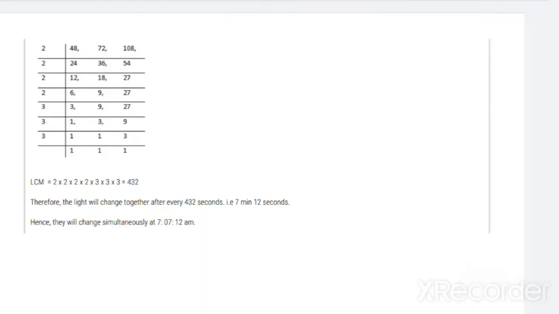Now convert into minutes and seconds. You will get 7 minutes and 12 seconds. So children, after 7 a.m. it will again change simultaneously, that is at 7 hours, 7 minutes, 12 seconds. So children, that is the answer.